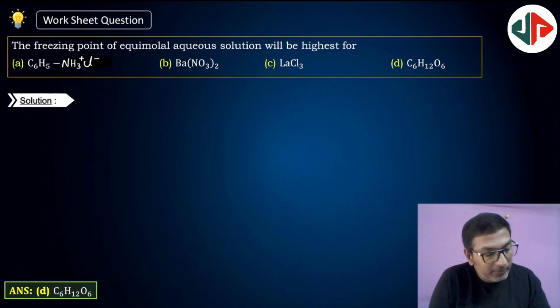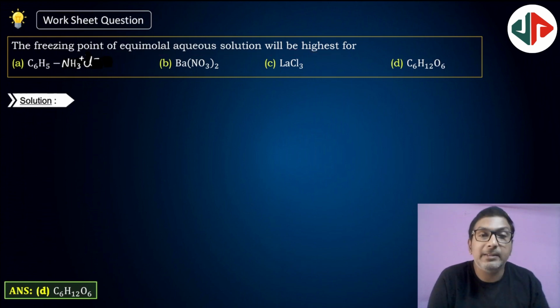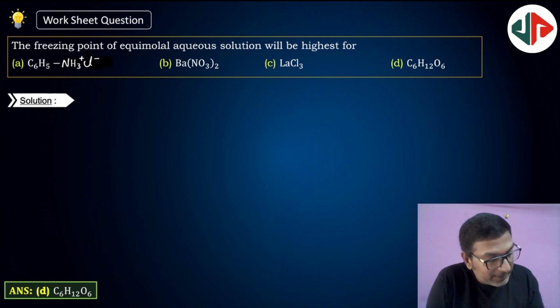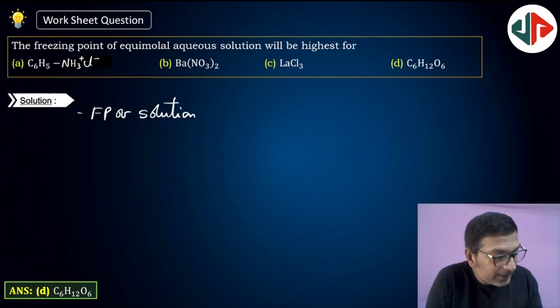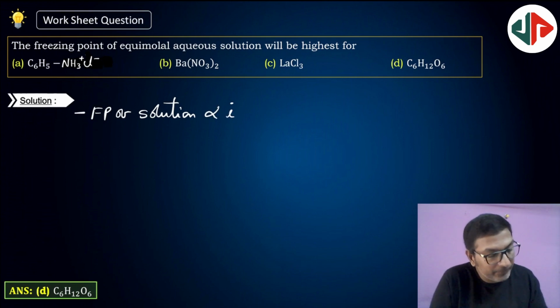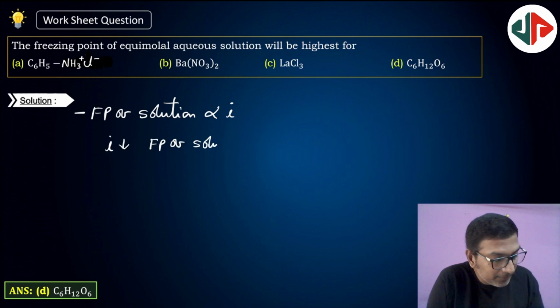Next question. The freezing point of equimolar aqueous solutions will be highest for? Simple question. The freezing point depression, freezing point of solvent minus freezing point of solution, is directly proportional to i. So freezing point should be highest here, therefore i should be least. If i value decreases, freezing point of solution increases.